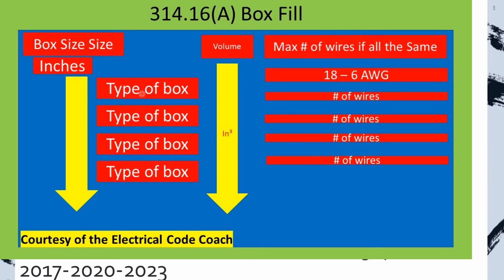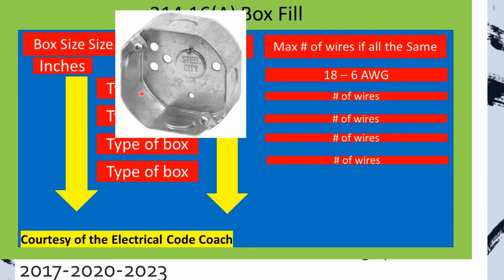The next column over is going to be the type of box, and there are several different types of boxes. The first one is going to be the round octagonal box. A round box is truly circular, and the picture listed here is actually an octagonal box. I want to give a shout out to homedepot.com. It's where I snagged all these pictures.